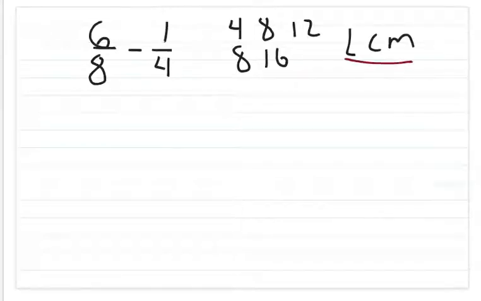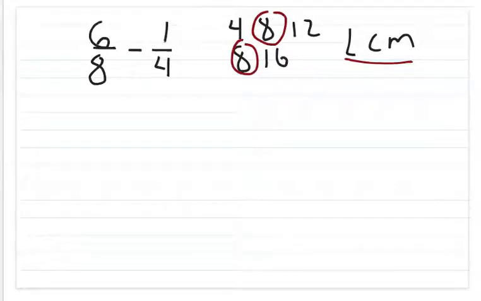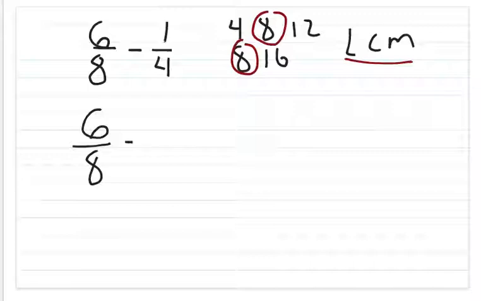So LCM is 8. Okay, so I need to change or rename these two fractions over the denominator of 8. Well, this one's already done. 6/8 is already done, so I'm going to rewrite it exactly as it is, as 6/8. And I'm going to subtract from it, well, how do I change 1/4 to eighths? How do I go from 4 to 8? I multiply by 2, times 2. So this fraction now becomes renamed as 2/8.